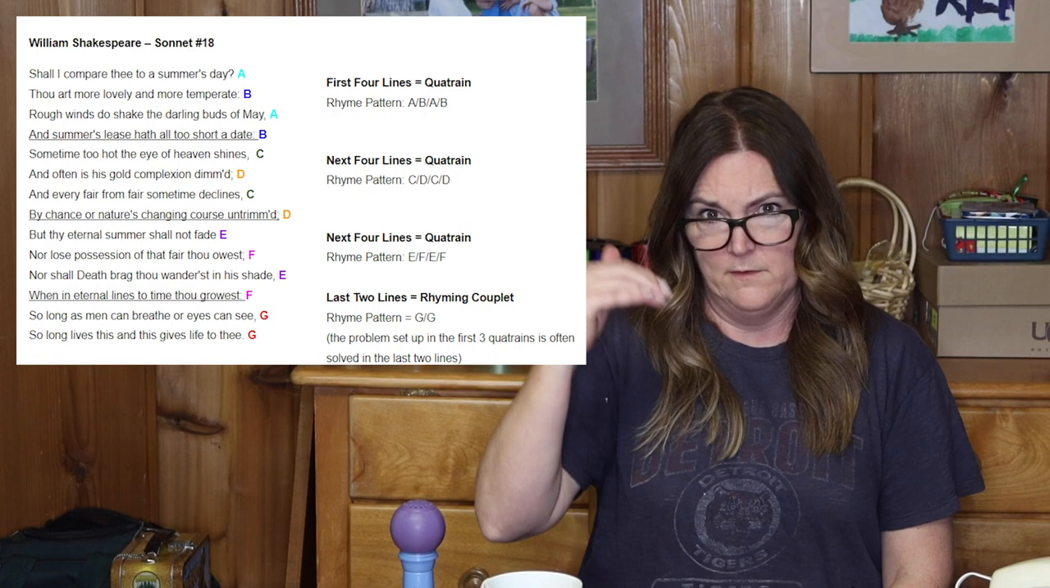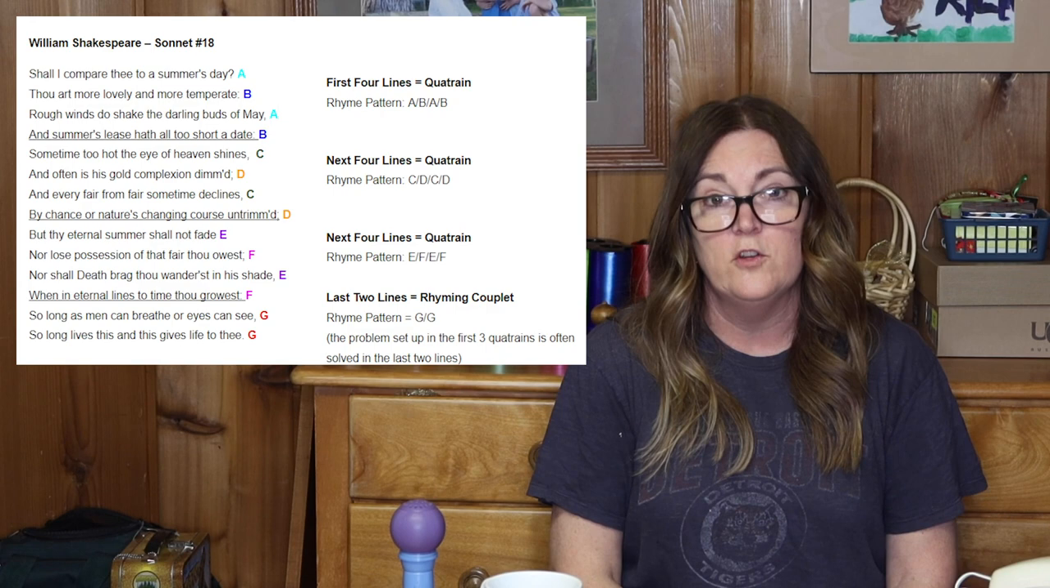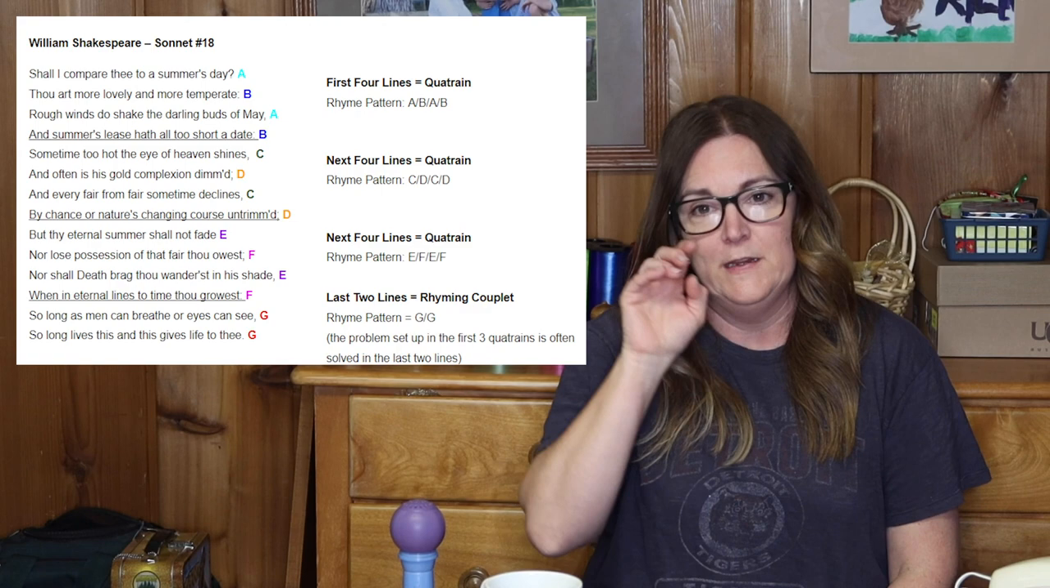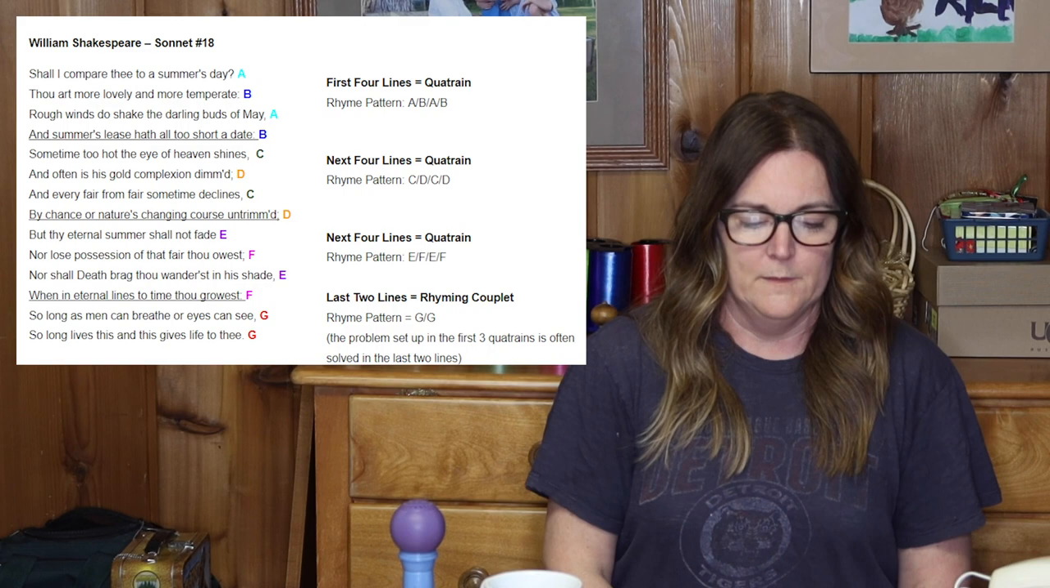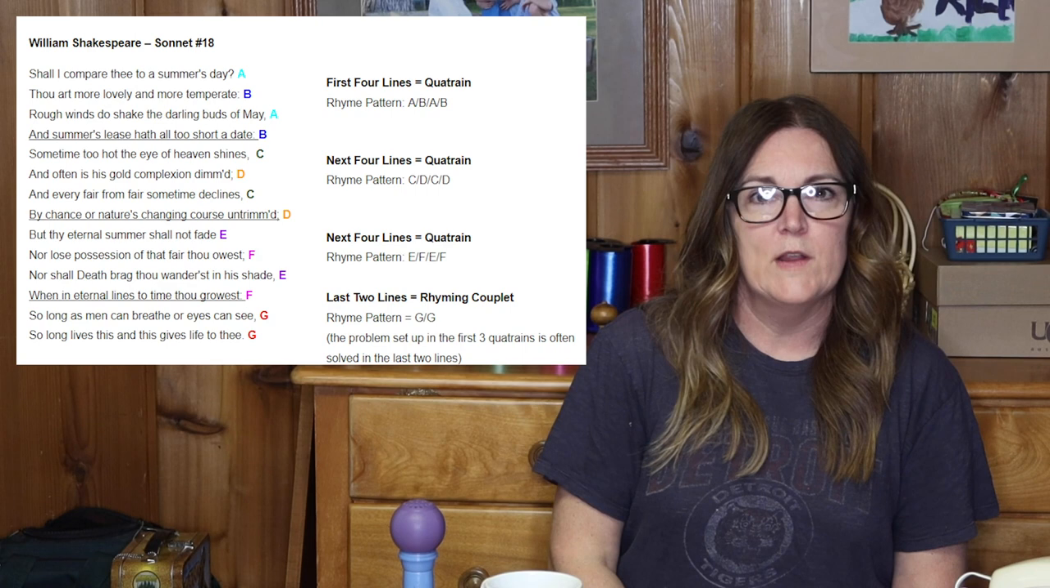Because each line in the sonnet contains 5 meters with 2 beats in each meter, the total syllables per line is 10. Okay, so each line in a sonnet has 10 syllables, and it goes unstressed, stressed, unstressed, stressed, unstressed, stressed, unstressed, stressed, unstressed, stressed. Okay, so 1, 2, 3, 4, 5, 6, 7, 8, 9, 10. If you count the syllables in the rest of the lines, you'll find that each line contains 10 syllables.